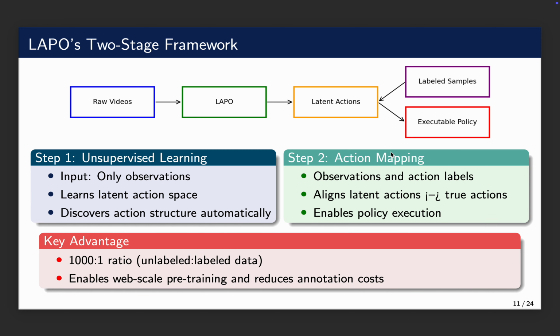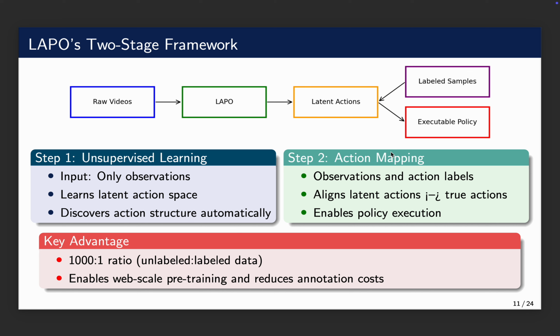Let me give you a 30,000 feet view of LAPO. This is a very high level view. Here, you can think of LAPO as having two stages. In the first stage, we perform unsupervised learning on the unlabeled video set that I talked about.